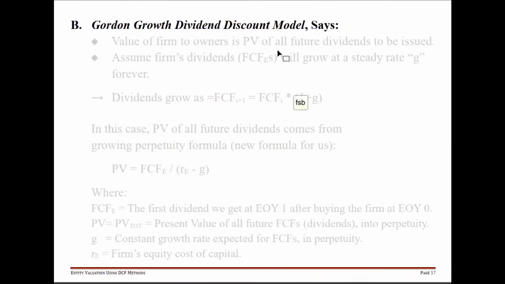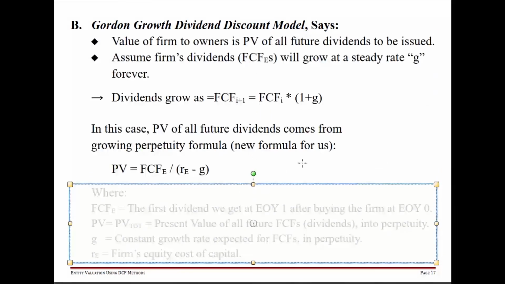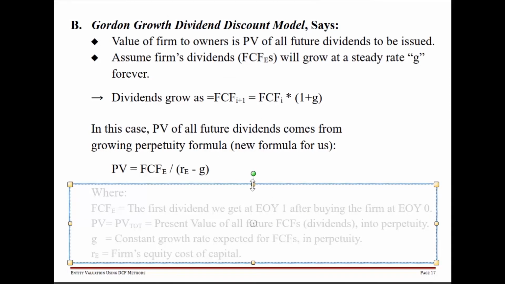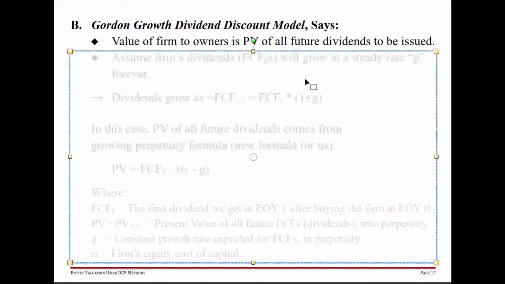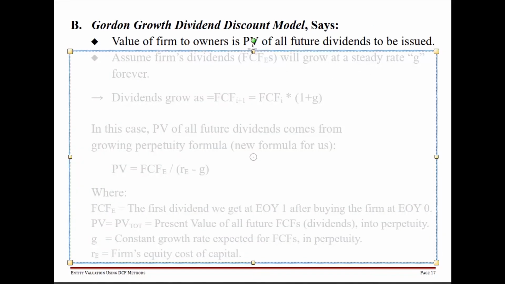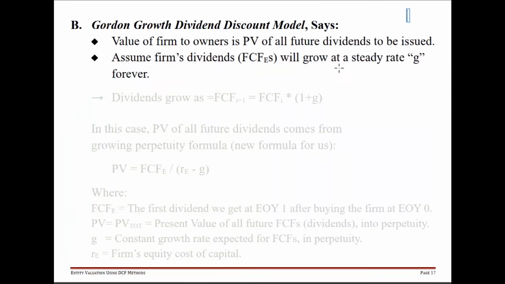Okay, so the second model that we looked at was called the Gordon Growth Dividend Discount Model, and that said a bunch of stuff, and we didn't spend too much time on it, but it said in particular, let me just back this up, the value of the firm to owners is the present value of all the future dividends. So far, so good. Okay, but now it makes this outrageous assumption. The firm's dividends will grow at a steady rate G forever. So that's a totally hopeless assumption.